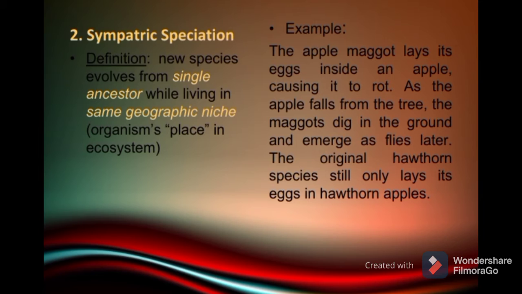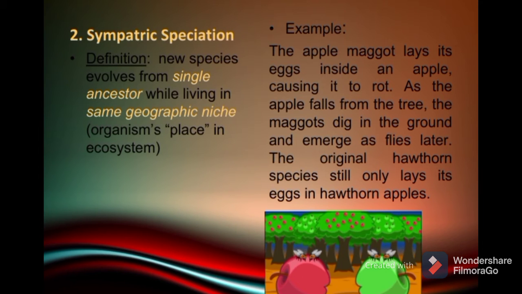Second, sympatric speciation. A new species evolves from a single ancestor while living in the same geographic niche. A niche is an organism's place in the ecosystem. So in sympatric speciation, groups from the same ancestral population evolve into separate species without any geographical separation.